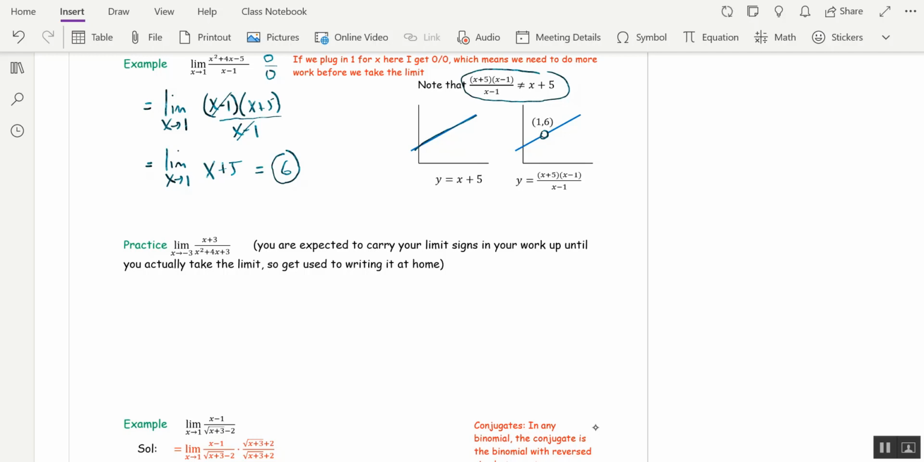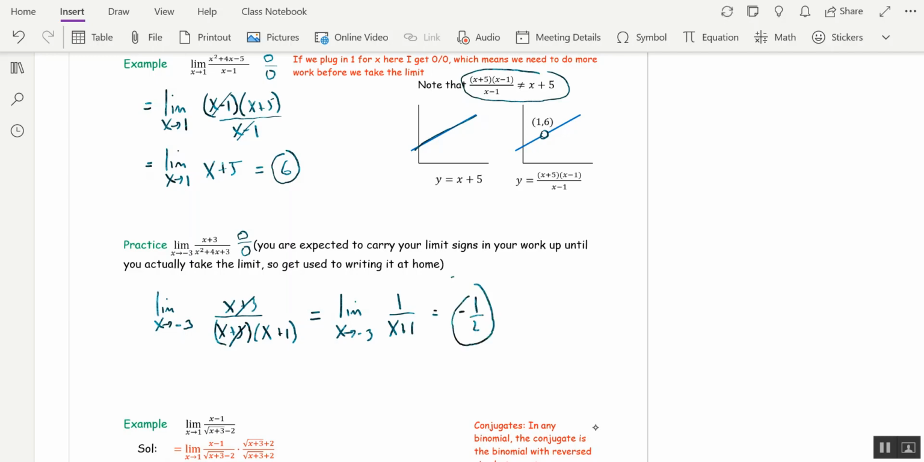Okay, hopefully you did that. When you plug in -3, you see you're going to get 0/0, which is a do more work. So this is the limit as x goes to -3 of x plus 3, and the denominator factors as (x plus 3)(x plus 1). So the x plus 3's cancel, and that's the limit as x goes to -3 of 1 over x plus 1, which is -1/2. See where I dropped the limit sign? Right there, I took the limit. As soon as you do substitution, you're taking the limit.